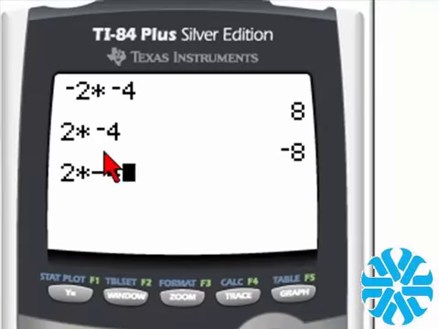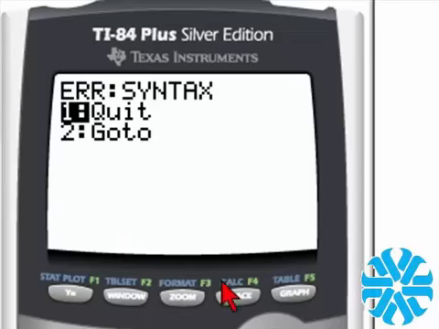Okay, first of all, you can see the difference in size. See the smaller size right here of the symbol compared to this one. Alright, now let's see what happens when we hit enter. We get a syntax error. So that means that we entered in improper notation into the calculator.